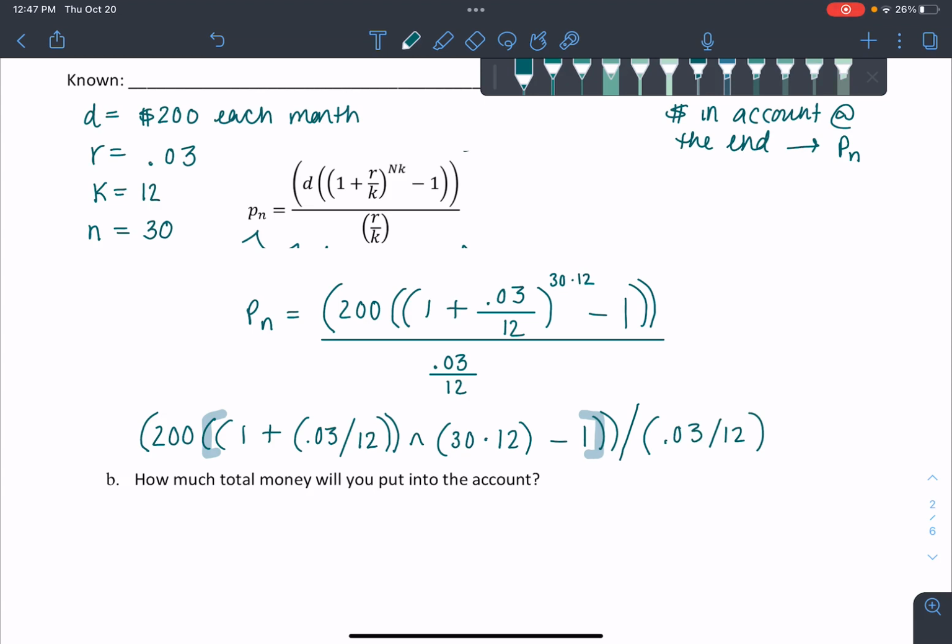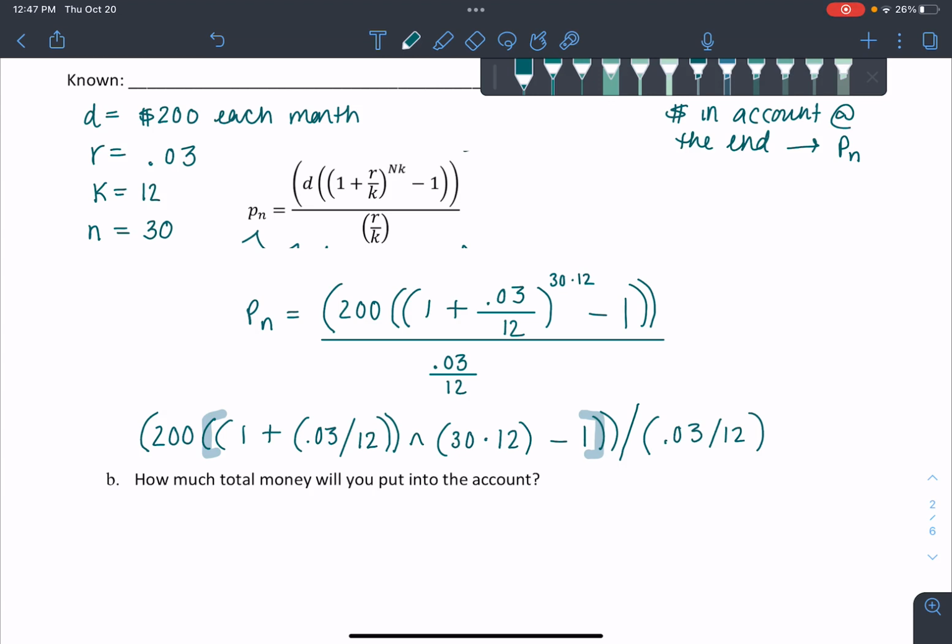So let me go ahead and put that in exactly as I wrote it, just to verify that I wrote it right for y'all. So parenthesis 200, parentheses, 1 plus, parentheses, and then 0.03 divided by 12, close, up arrow, parentheses, 30 times 12, close, minus 1, close, and then slash, and then 0.03 divided by 12.